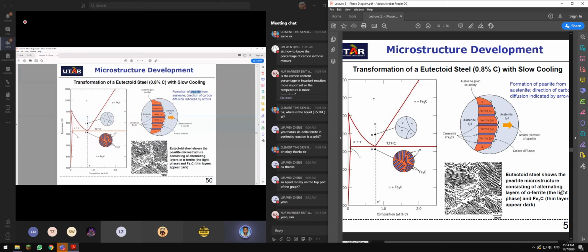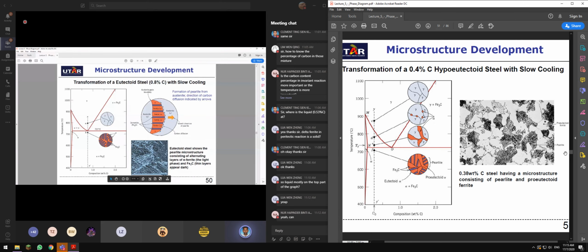The direction of carbon diffusion is indicated by the arrows. Growth of pearlite: austenite, and then ferrite, cementite, ferrite, cementite, ferrite, cementite. And under the microscope, it looks like this. Eutectoid steel shows pearlite microstructure, which consists of alternating layers of alpha ferrite, the light phase, and cementite, thin layers that appear dark.